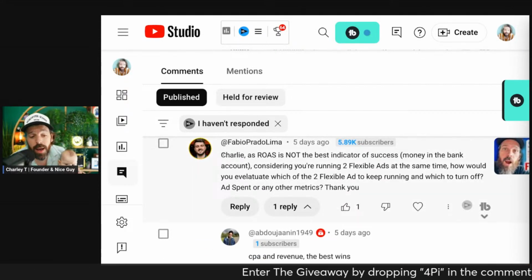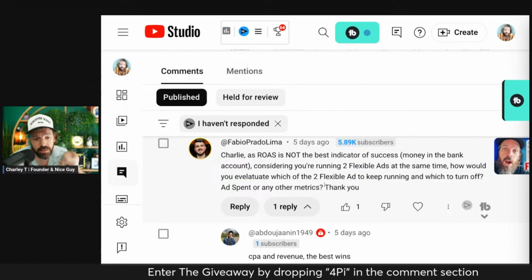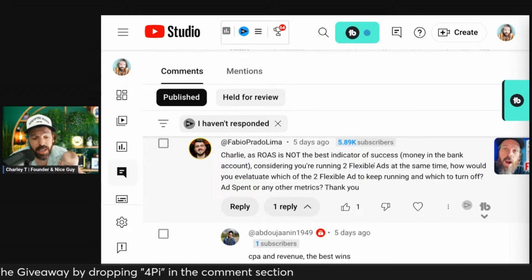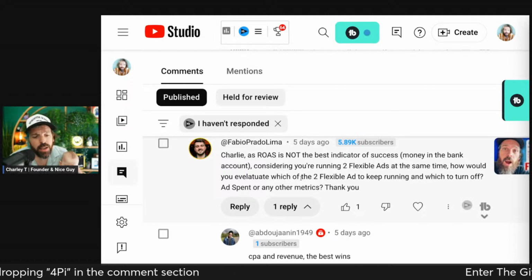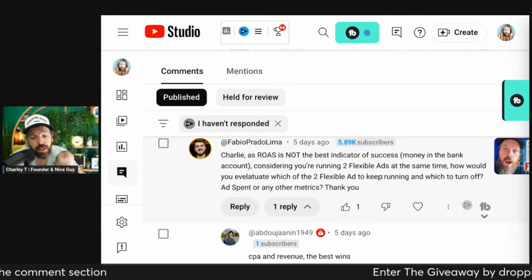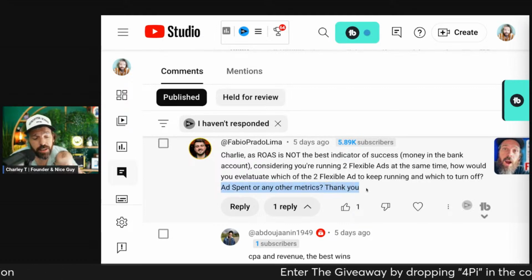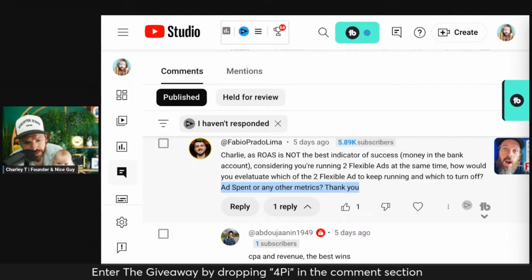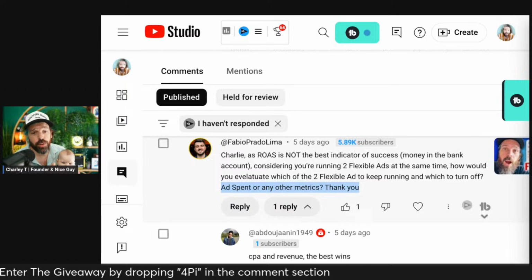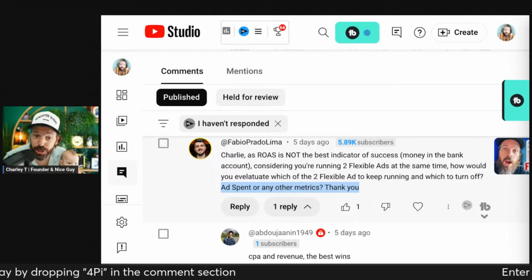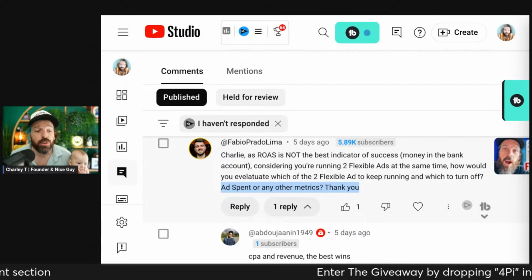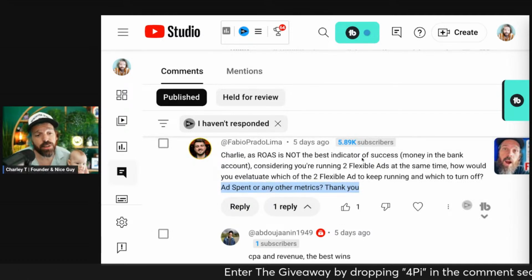Charley, as ROAS is not the best indicator of success, money in the bank account is, yeah. Considering you're running 2 flexible ads at the same time, how would you evaluate which of the 2 flexible ads to keep running and which to turn off? Ad spend or any other metrics? And somebody else wrote down here, CPA and revenue, the best wins. 100% don't agree with that comment. I appreciate that we're getting some conversations, but that is absolutely unequivocally not the answer that I would give to that question.